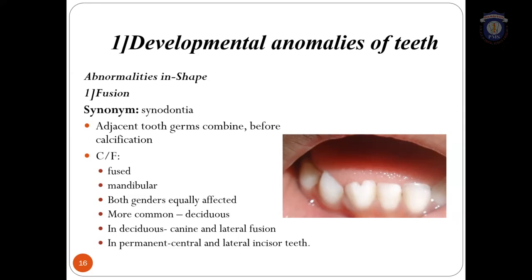More seen in deciduous dentition. In the deciduous dentition, canines and the lateral incisors are more commonly fused. In primary dentition, the central incisor and the lateral incisors are more commonly affected.